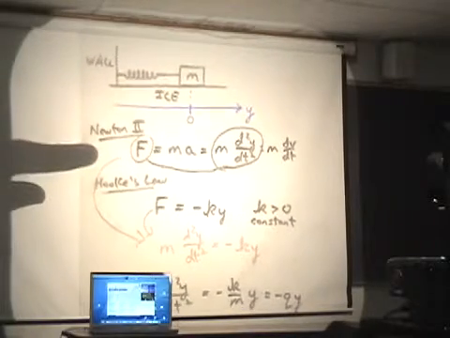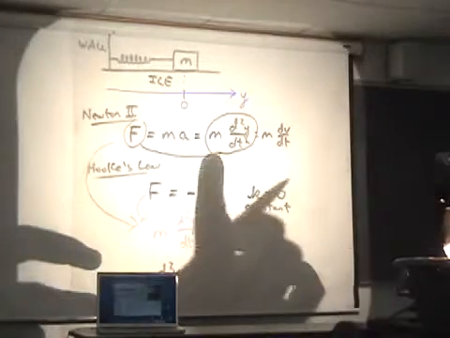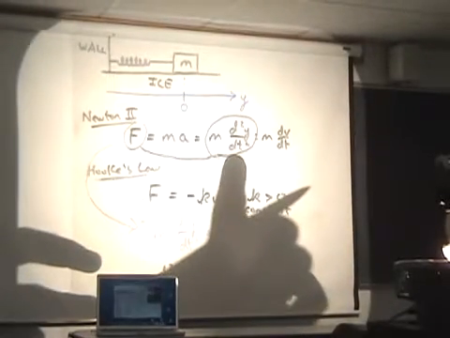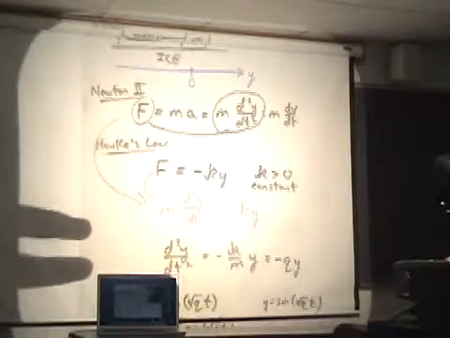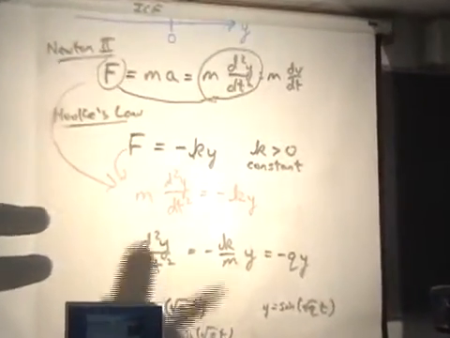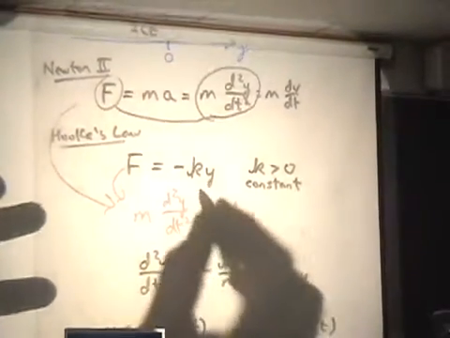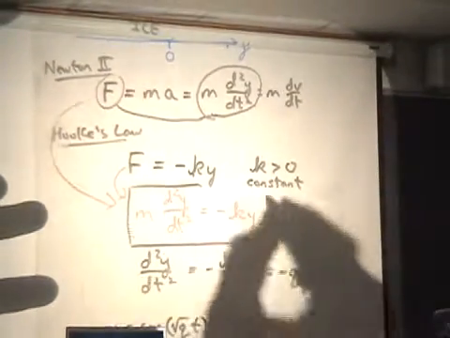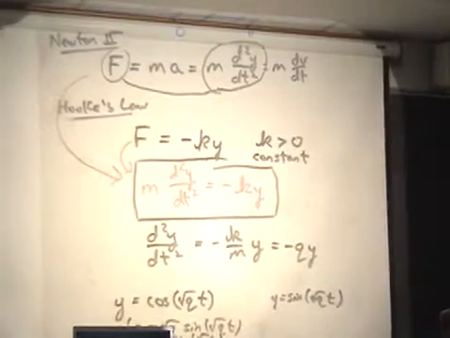We use Newton's second law, first of all, to write the force in terms of the mass and the acceleration, the second derivative of the position y. And we use something called Hooke's law to write that force in terms of y, ultimately resulting in a second order differential equation in the unknown function y.